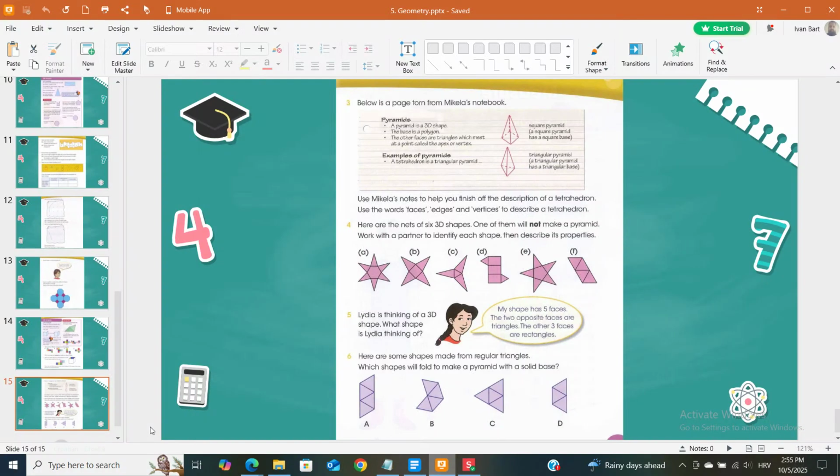4. Here are the nets of 6 3D shapes. One of them will not make a pyramid. Work with a partner to identify each shape, then describe its properties. A, B, C, D, E, F.